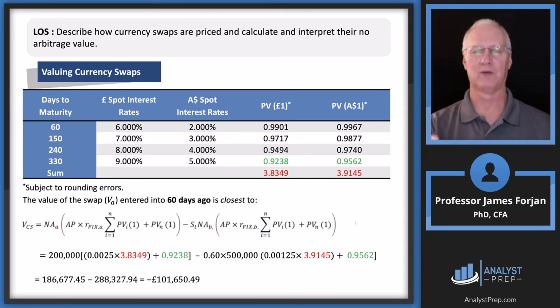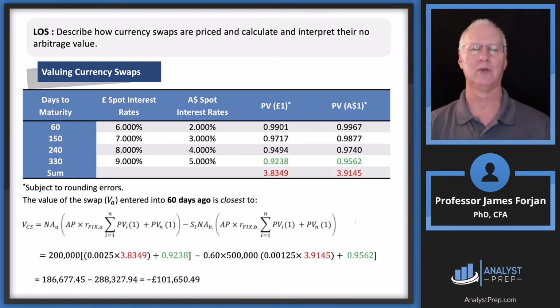And notice what we've done for you. We've put the reds, so the reds highlight to each other. So there's a 38,349 and then 39,145. So you can see where they relate to. Those are the sums, right? And then the greens are the days to maturity. And so you take the 186 minus the 288 and you get about $100,000 loss.